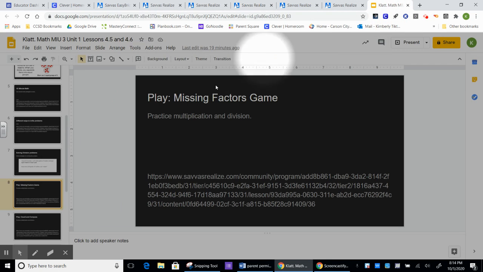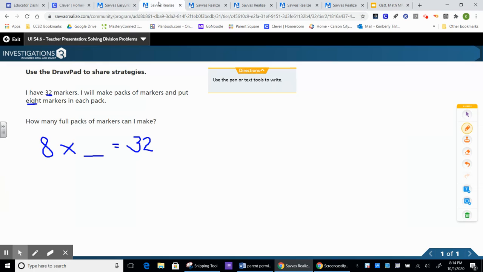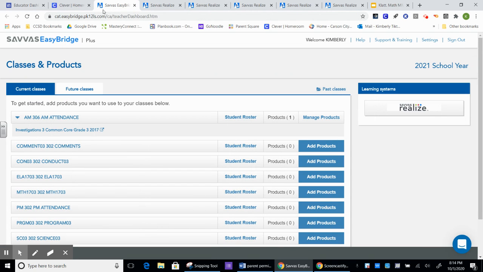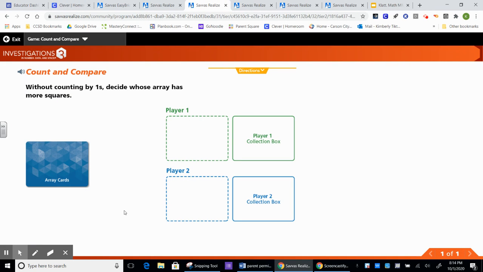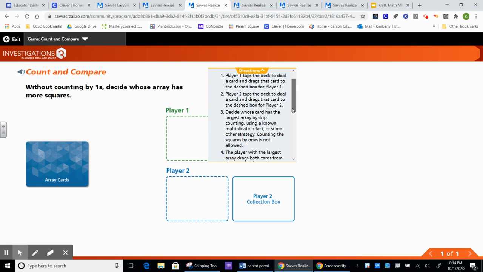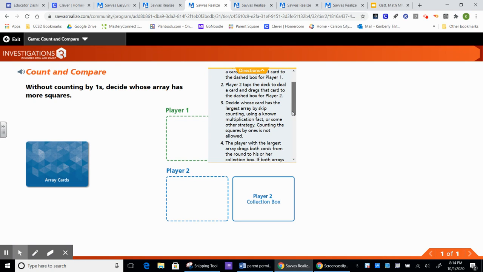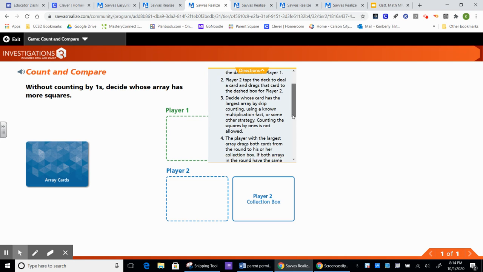Lots of practice there. Another game we have is the count and compare game, which I've just misplaced. Here it is. So count and compare. The way this game works is player 1 taps the deck to deal a card and drags that card to the dash box for player 1. Player 2 taps the deck to deal a card and drags that card to the dash box for player 2. Decide whose card has the largest array by skip counting using a known multiplication fact or some other strategy. Counting the squares by ones is not allowed.